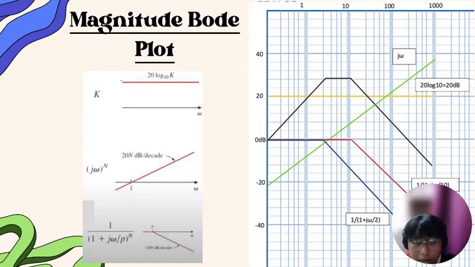Okay, for the magnitude Bode plot, the yellow line refers to 20 log 10, equal to 20 dB. The green line refers to jω. The red line refers to 1 over (1 plus jω over 10), and the blue line refers to 1 over (1 plus jω over 2).